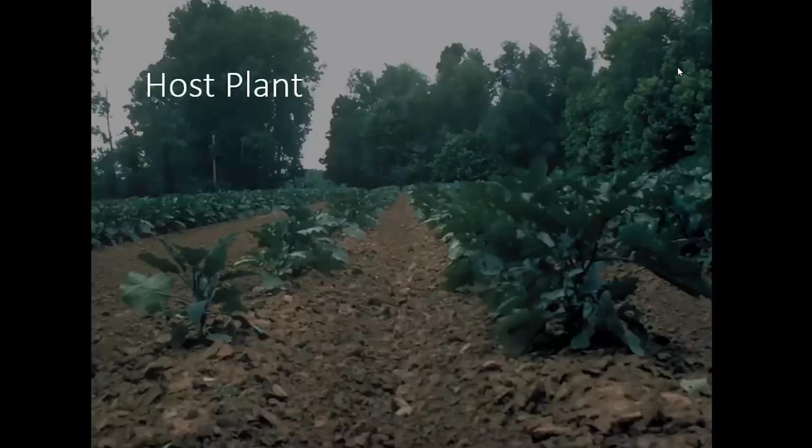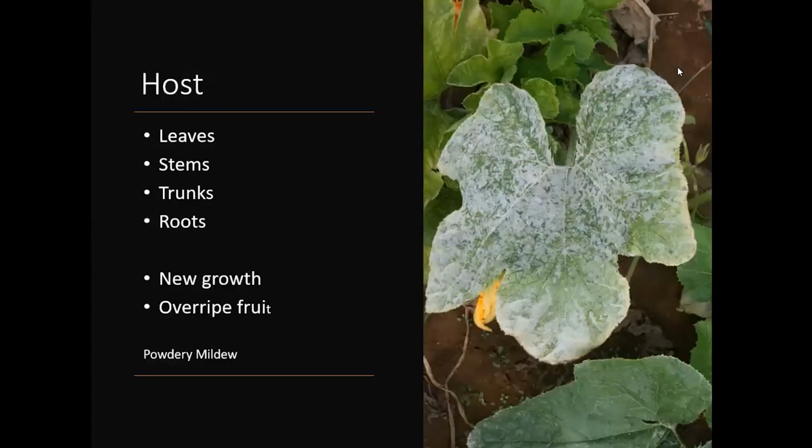All right, so let's take a look at each of those sides of the disease triangle separately. Let's drill down a little bit more. We're going to start with the host plant. So remember, that is that one side of the disease triangle.